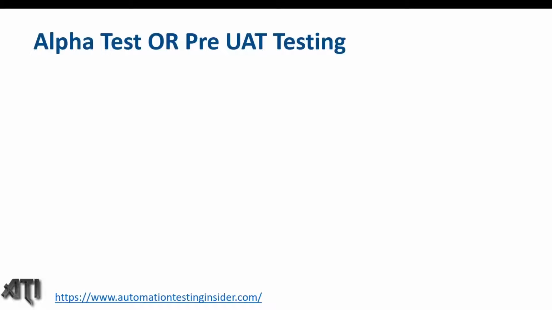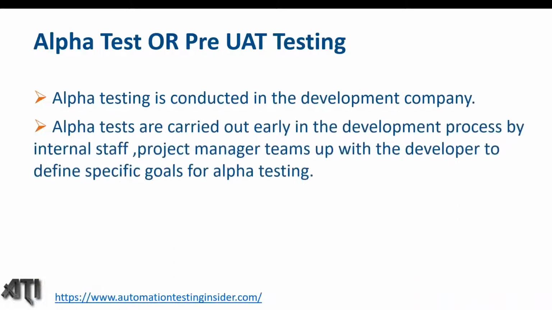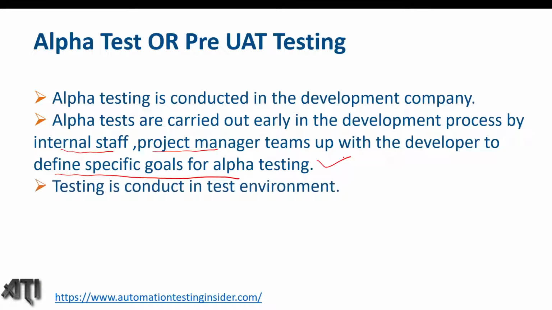Now let's talk about alpha test. Alpha testing is conducted in the development company, which we have already spoken about. Alpha tests are carried out early in the development process by internal staff. The project manager teams up with the developer to define a specific goal for alpha testing. Testing is conducted in a test environment. So this is what we have spoken about.